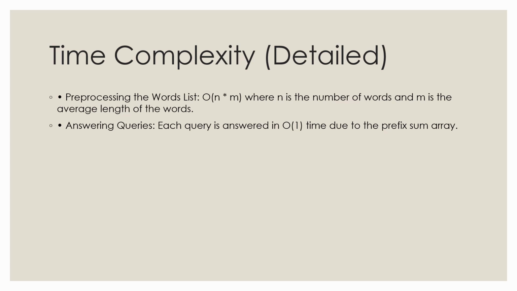Let's analyze the time complexity of this solution. Pre-processing the words list involves checking each character of each word, which takes O(n times m) time, where n is the number of words and m is the average length of the words. Answering each query is done in constant time due to the prefix sum array. Therefore, the total time complexity is O(n times m plus q), where q is the number of queries.